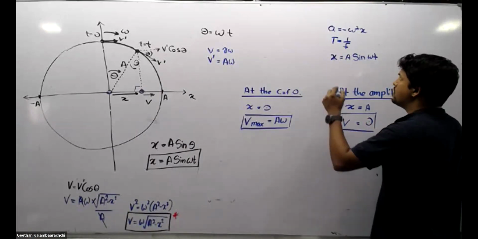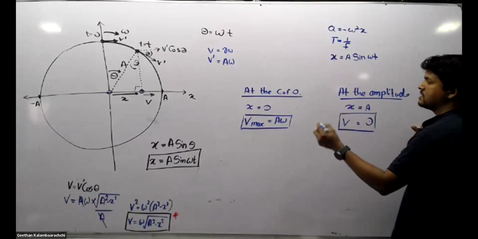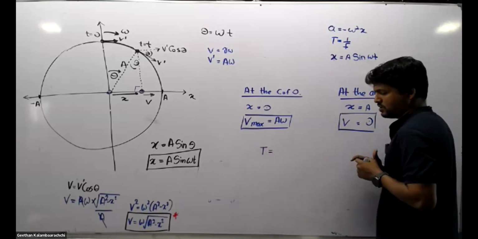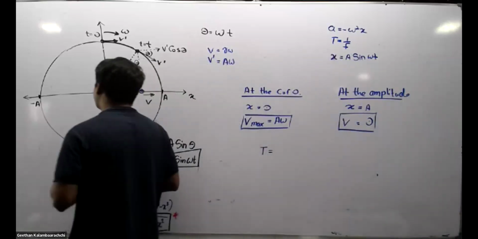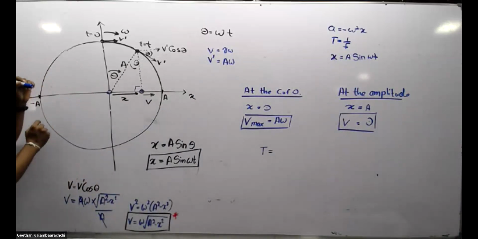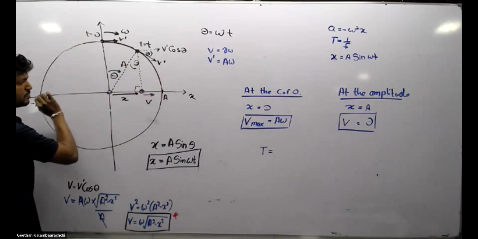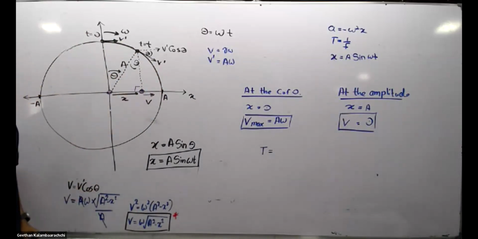And how to write the period of oscillation of this? How do we find the period? Now when this goes one complete circle, this will move in one complete oscillation, right?